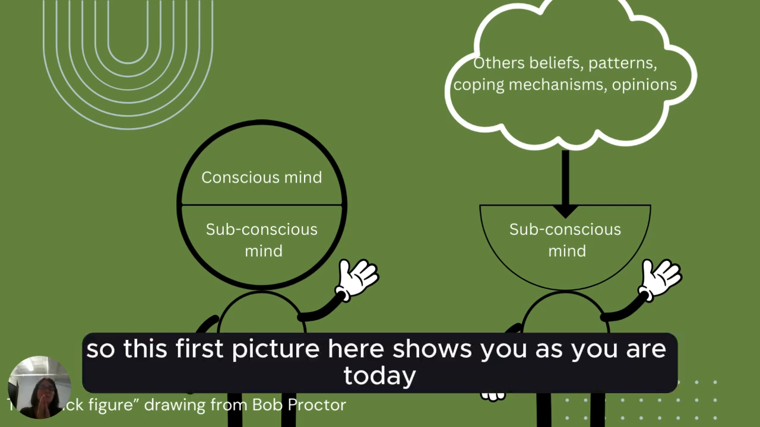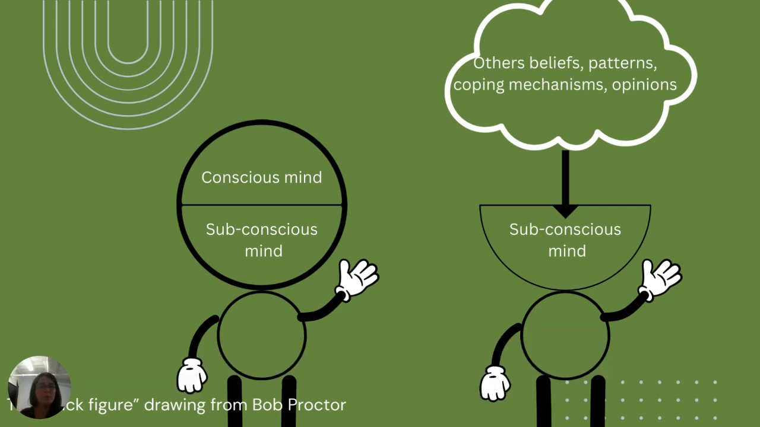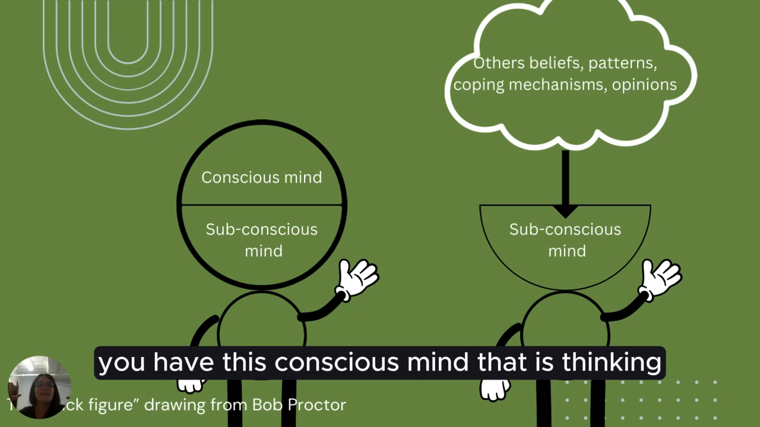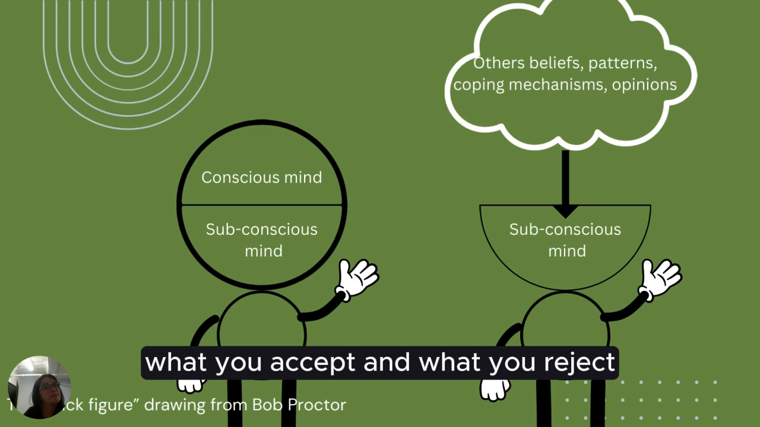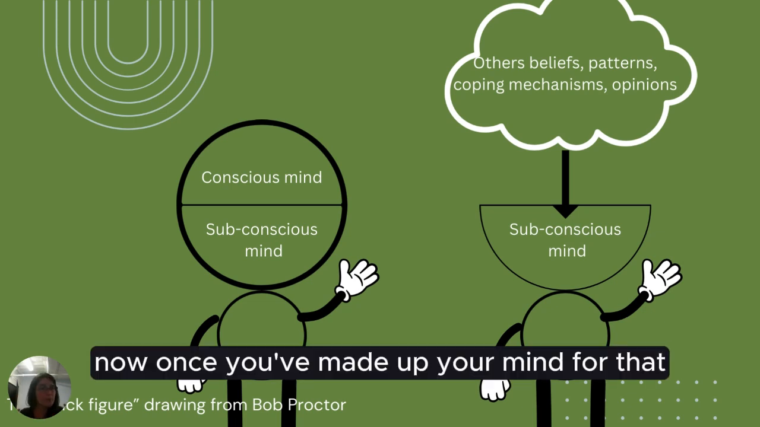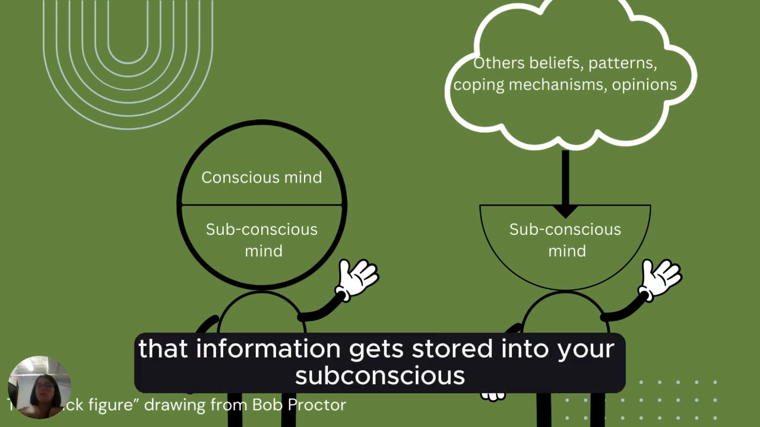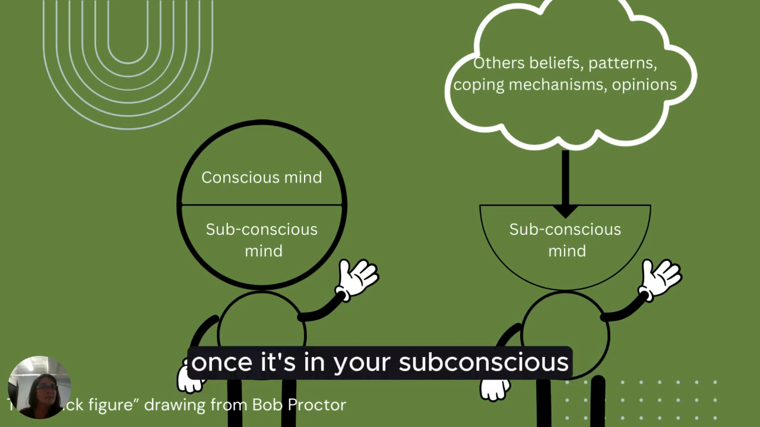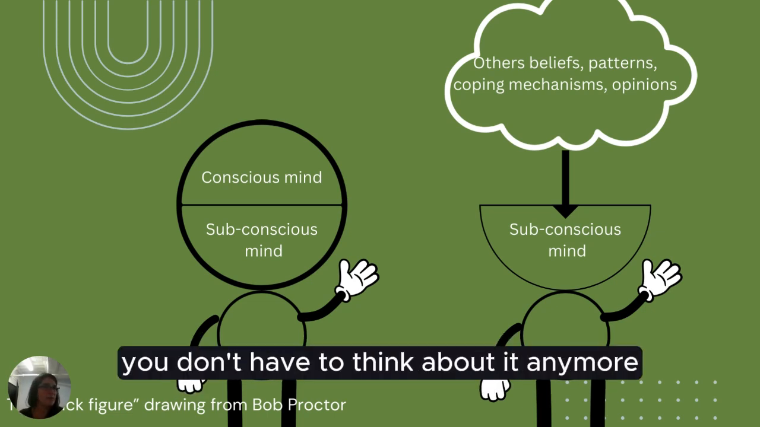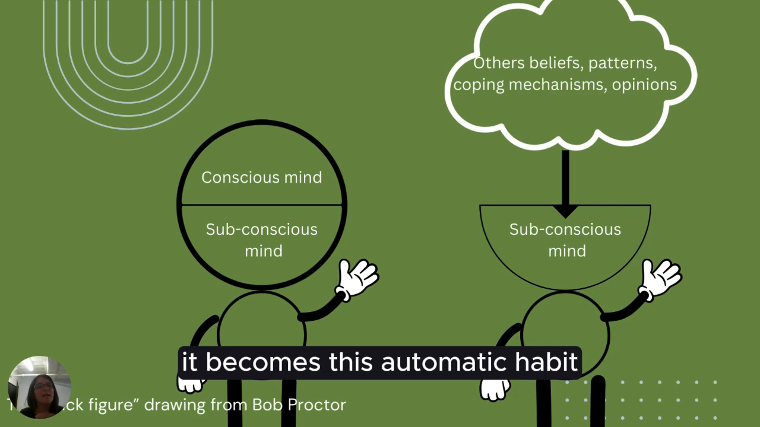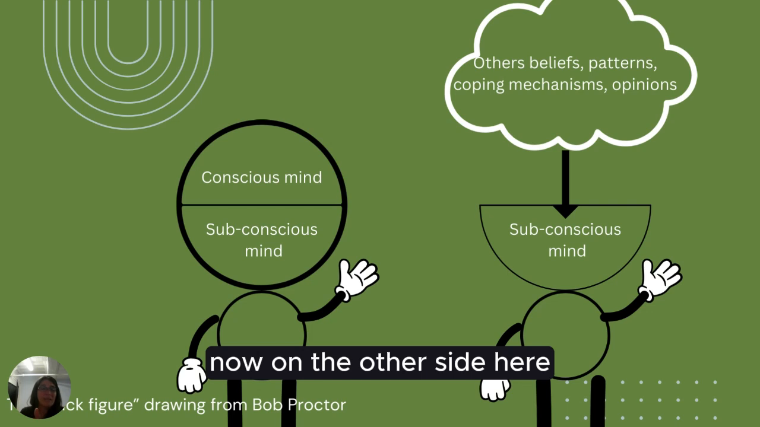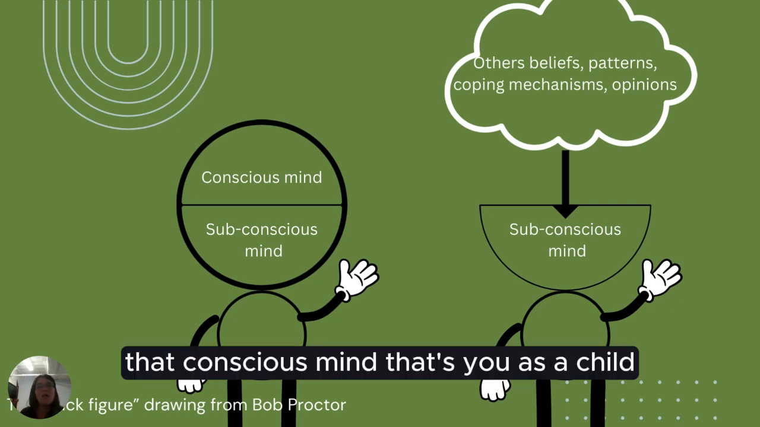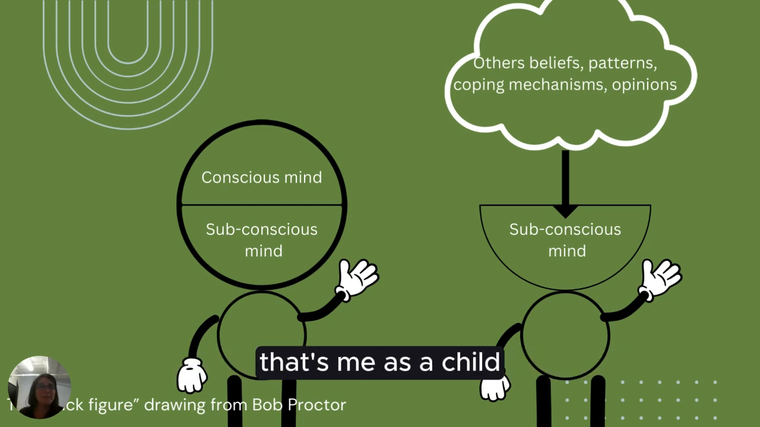So this first picture here shows you as you are today. So you notice you have this conscious mind that is thinking and is smart and can decide what's true for you and what's false, what you accept and what you reject. Now, once you've made up your mind for that, that information gets stored into your subconscious mind. Once it's in your subconscious, you don't have to think about it anymore. It becomes this automatic habit, or what Bob Proctor called a paradigm. Now, on the other side here, the figure that is missing that conscious mind, that's you as a child. That's me as a child.